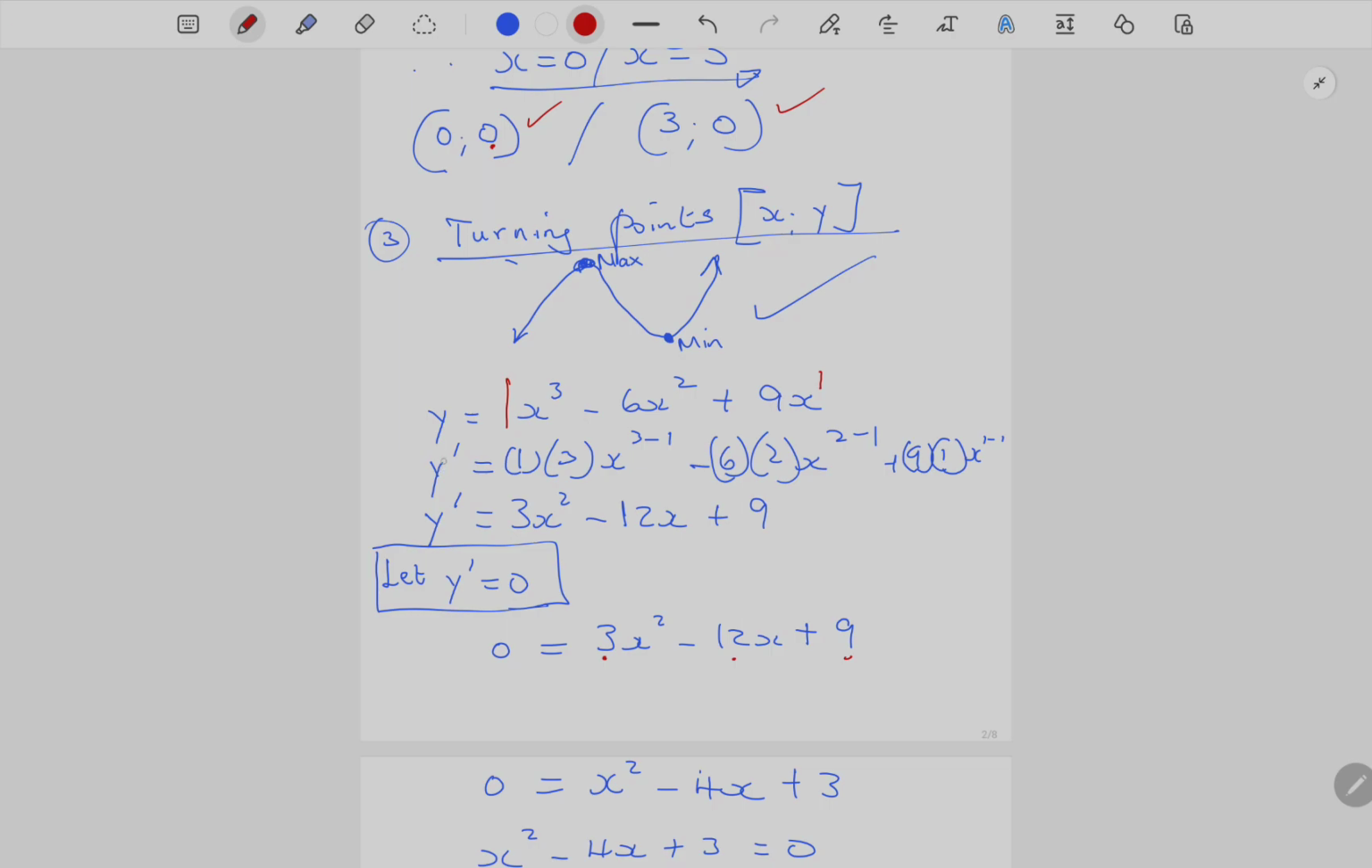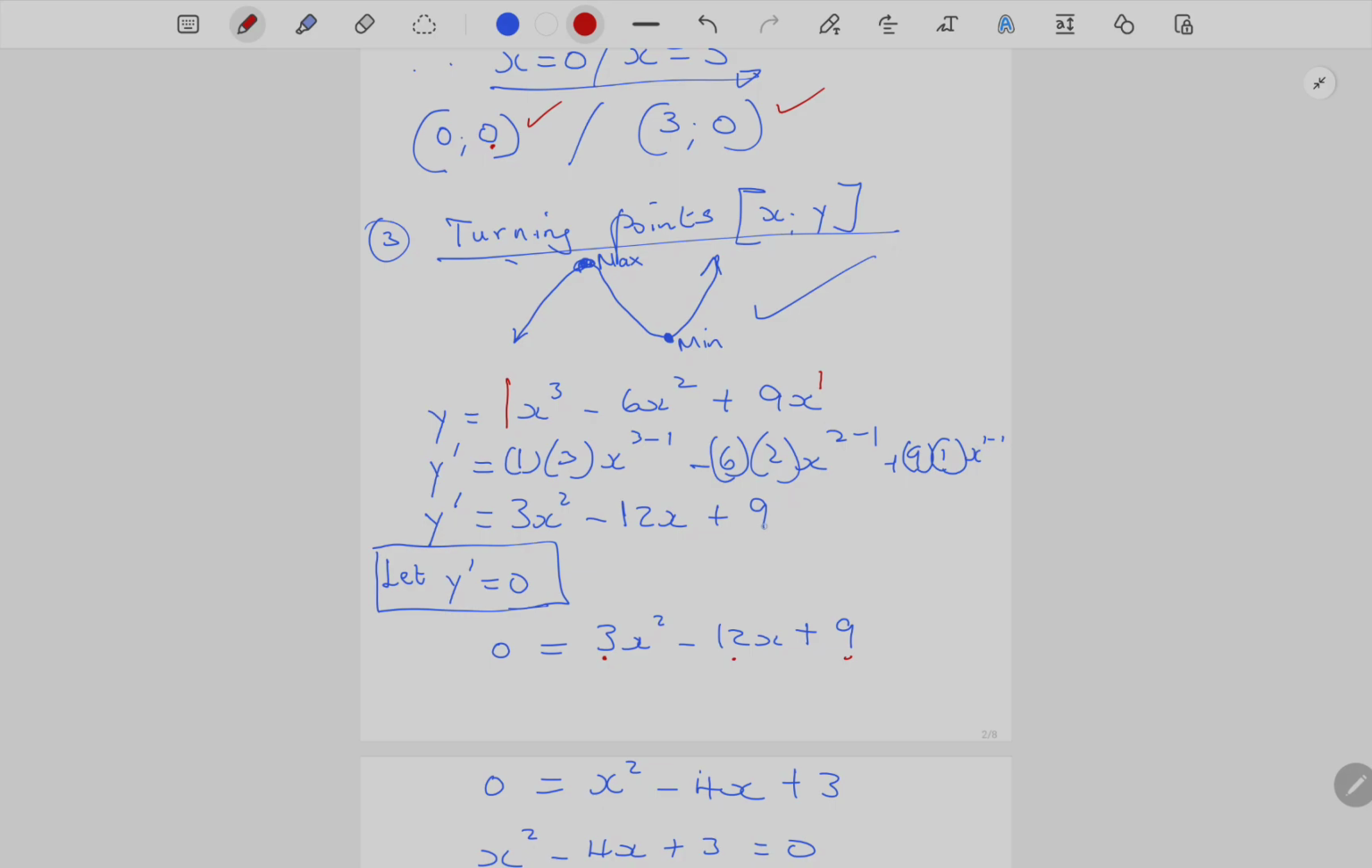Now let's derive. y prime is equal to 1 times 3 x to the power 3 minus 1, minus 6 times 2 x to the power 2 minus 1, plus 9 times 1 x to the power 1 minus 1, which gives us, what is 1 times 3? 3x. 3 minus 1 is 2. Then what is 6 times 2 x to the power 2 minus 1? It is 12x, because 6 times 2 is 12. Then x to the power 2 minus 1 is 1. We don't need to write the 1. Then what is 9 times 1? It's 9. x to the power 1 minus 1 is to the power 0.